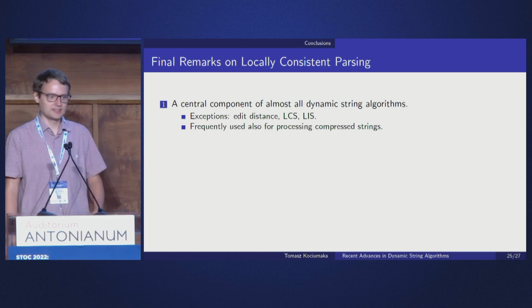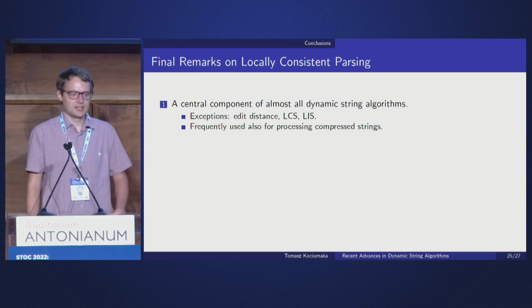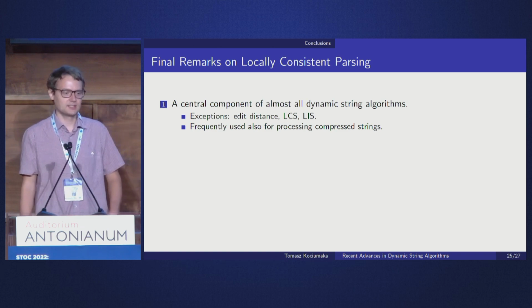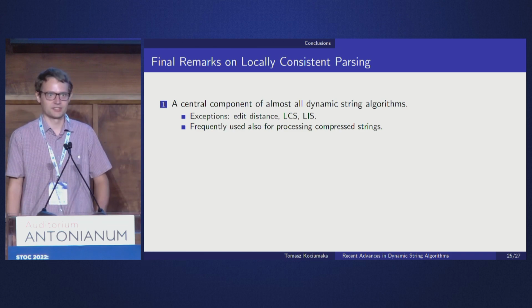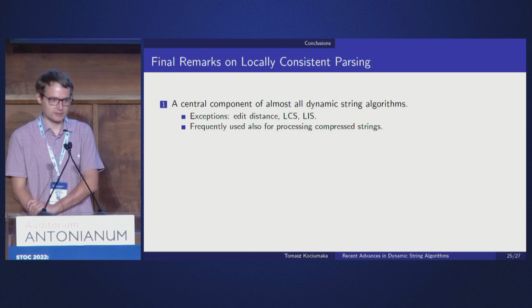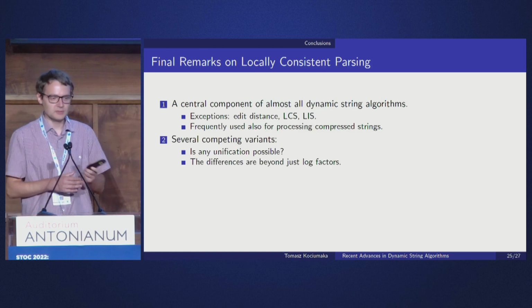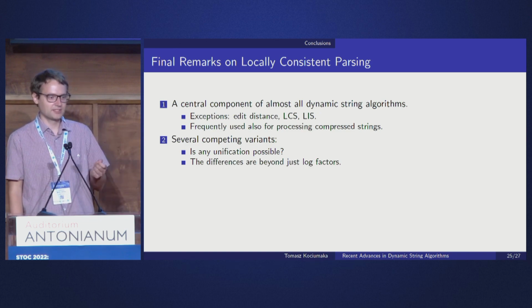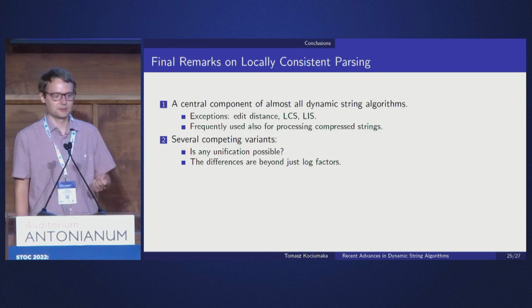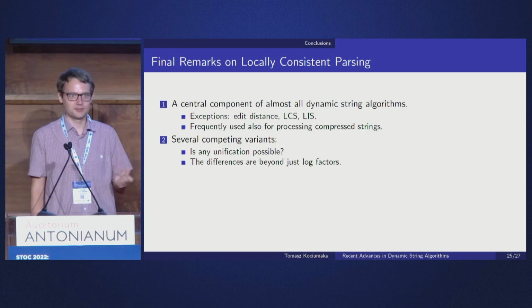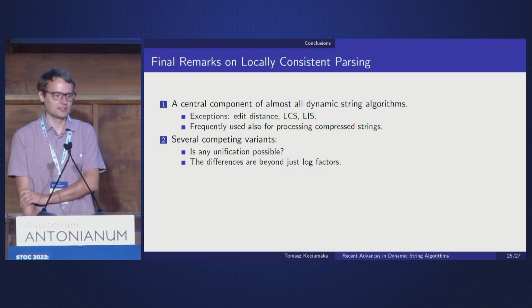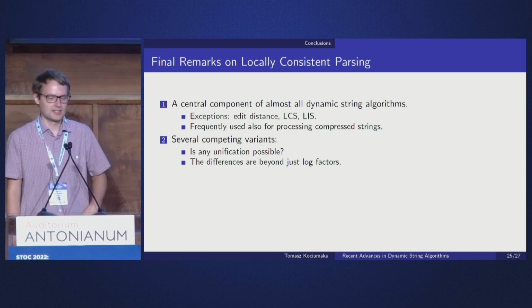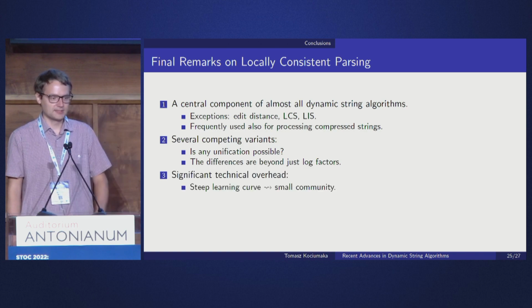And this locally consistent parsing is not only used in dynamic algorithms, it's actually been designed also for parallel string algorithms, and it's still useful there. It's also useful for processing compressed strings. So when you want to do something on compressed strings without decompressing them, then also locally consistent parsing is one of the main tools. But as I said, it comes in several variants, and we don't have a very good understanding of why that is the case. So it would be nice to have one unified variant that we could always use, but so far this is not the case, and the differences are not just log factors, as some of the more advanced problems witness.